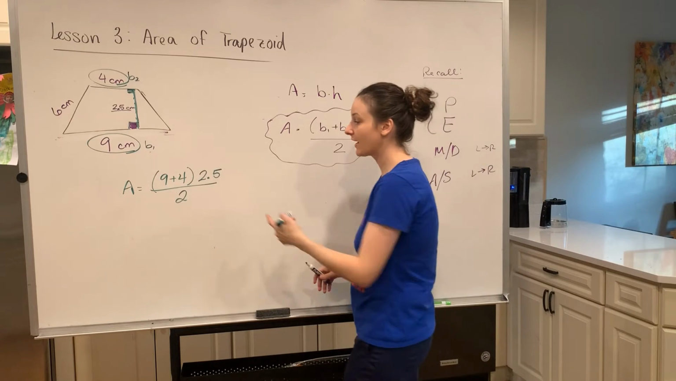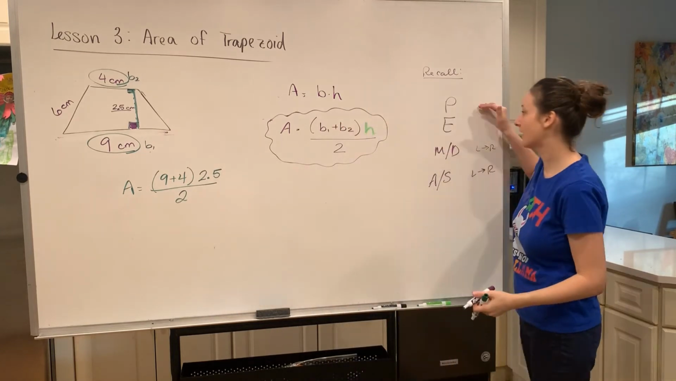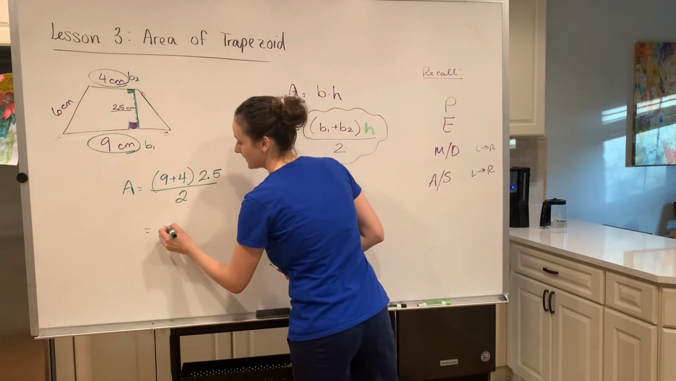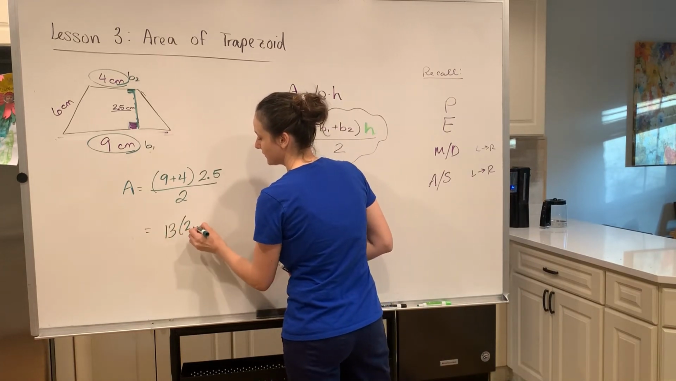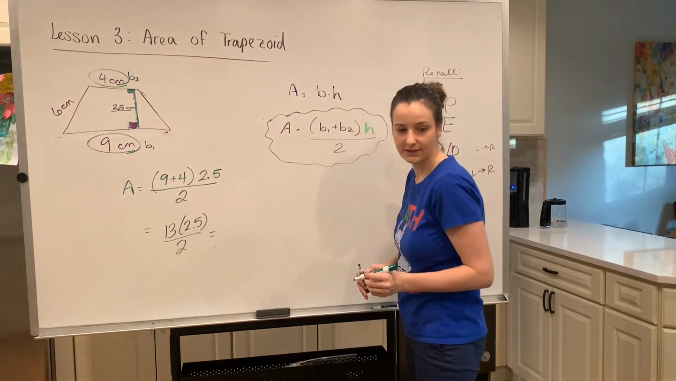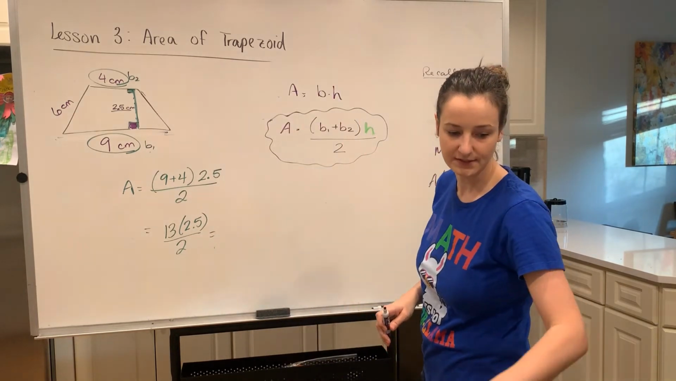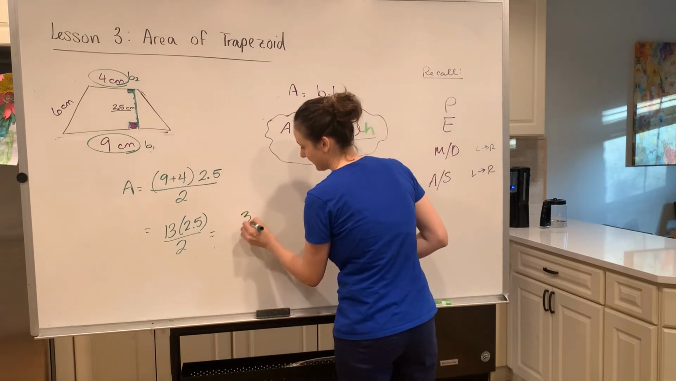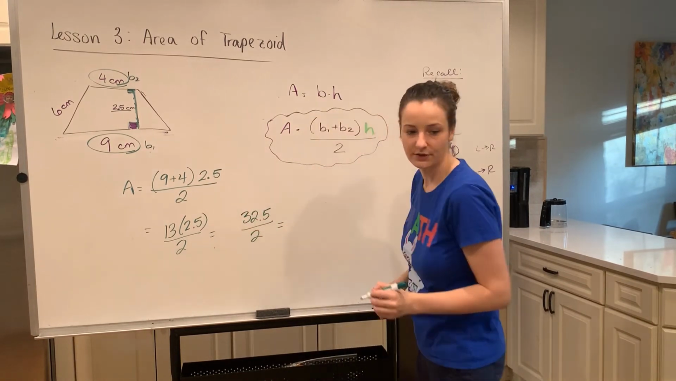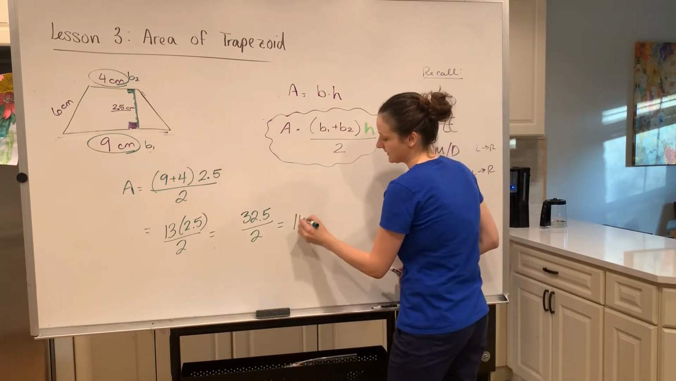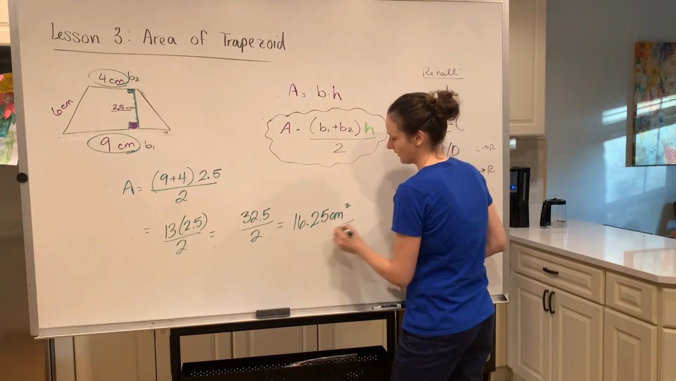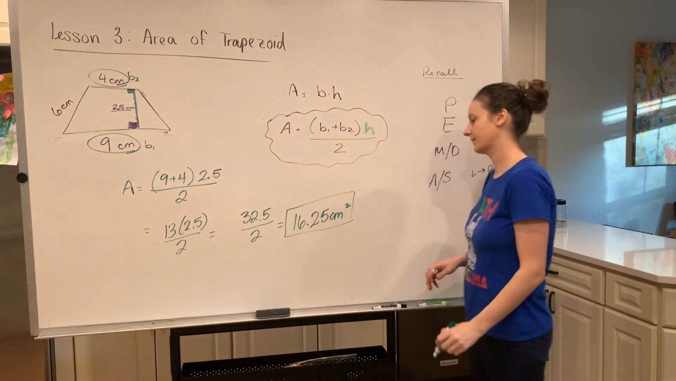So now we can evaluate. Go back to your order of operations. We want to complete the parentheses first. 9 plus 4 is 13. Multiply by 2 and 5/10, then divide by 2. 13 multiplied by 2 and 5/10 is going to give you 32 and 5/10. Divide by 2. And so your final answer is going to be 16.25 centimeters squared.